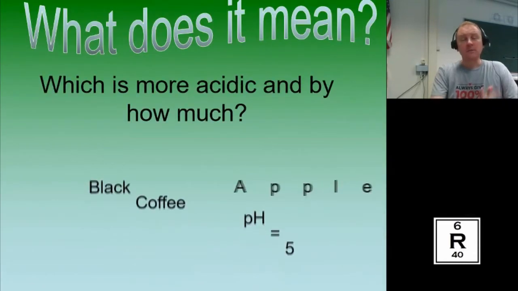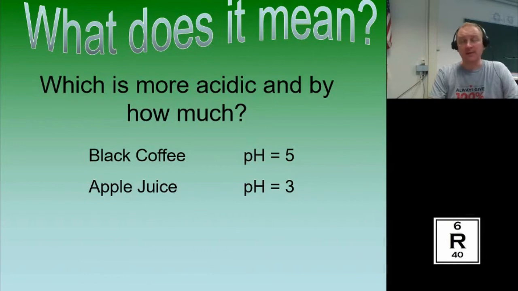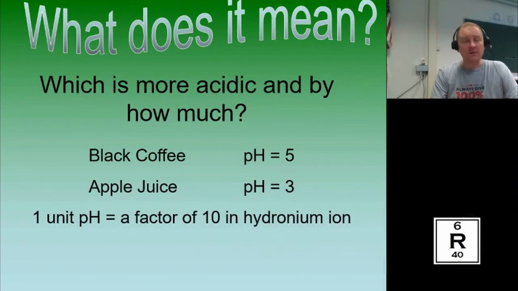So let's analyze what pH actually means. Which is more acidic and by how much? Coffee has a pH of 5 and apple juice has a pH of 3. Hopefully right now you can understand that apple juice would be more acidic, but by how much? Well, we've got to analyze what pH is. So 1 unit of pH is a factor of 10 in hydronium ions. So it's a factor of 10.